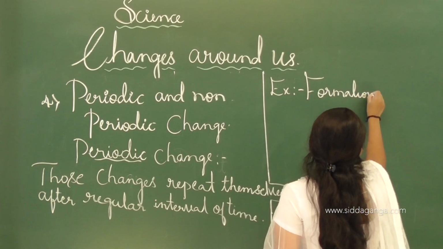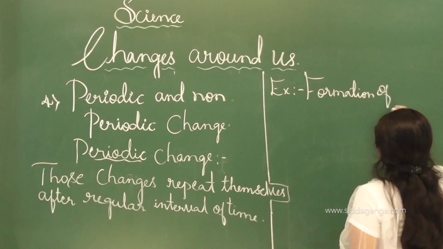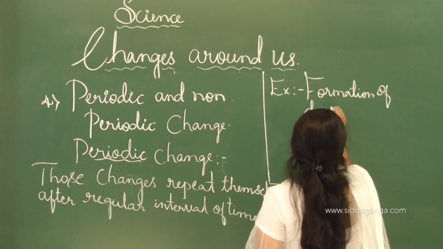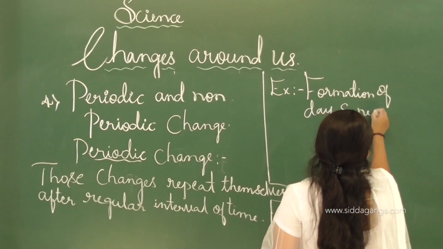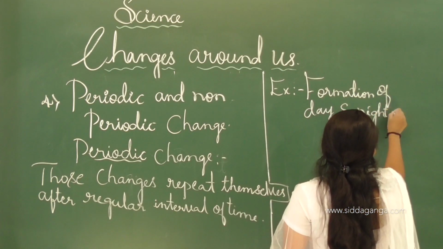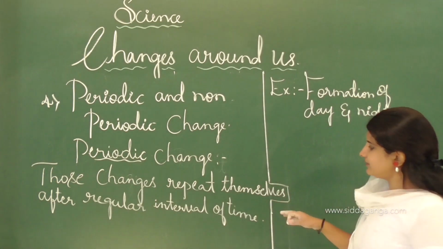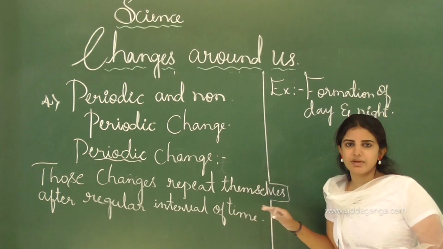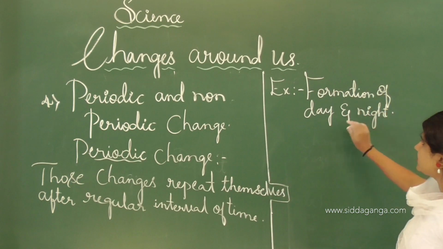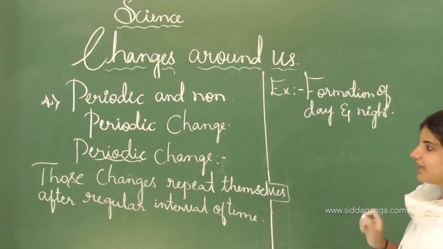I will write one example here. Formation of day and night. Each interval of the time it will repeat itself. Example is the formation of the day and night. This is the periodic change.